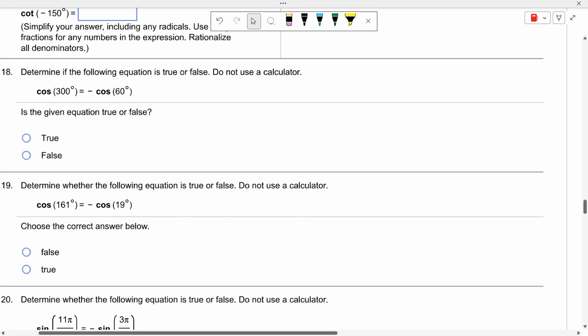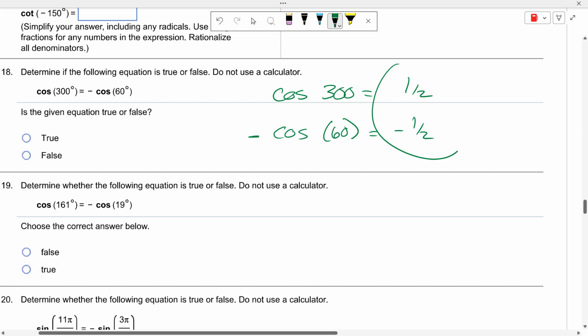And the last ones on this assignment. Is the cosine of 300 the same as the negative cosine of 60? What's a cosine of 300? Positive 1/2. What's a cosine of 60? Positive 1/2. If we put a negative in front of it, it's negative 1/2, right? Are these two equal? No, that is a false.